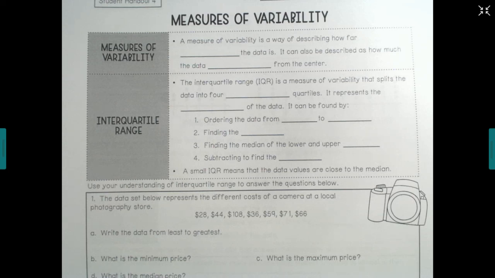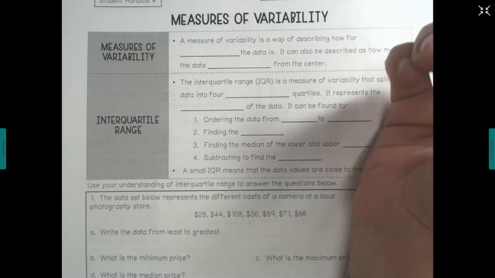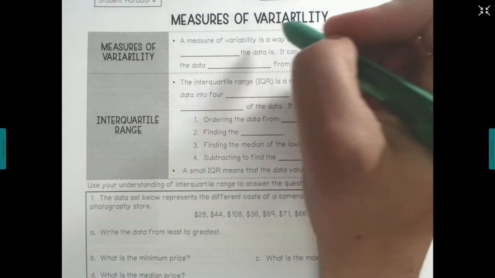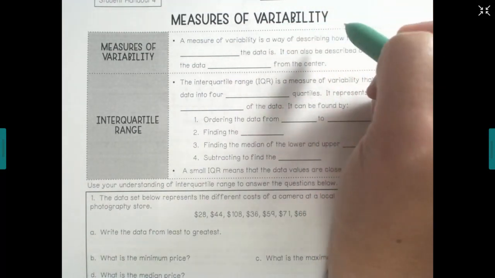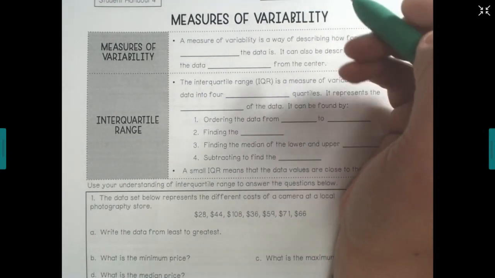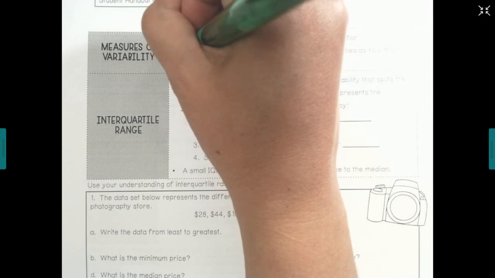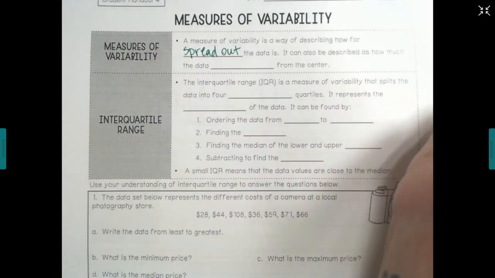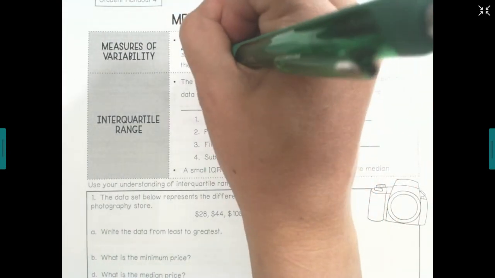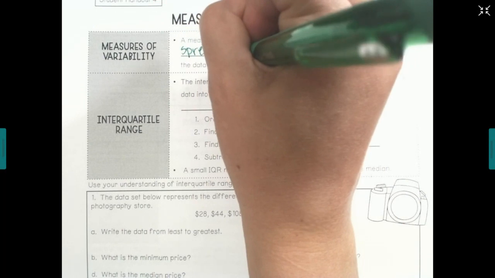Okay. This is the second part of Unit 5, and we're starting with measures of variability. Variability means that it can change based on whatever your data is. So it describes how far spread out the data is. It can also be described as how much the data deviates from the center.